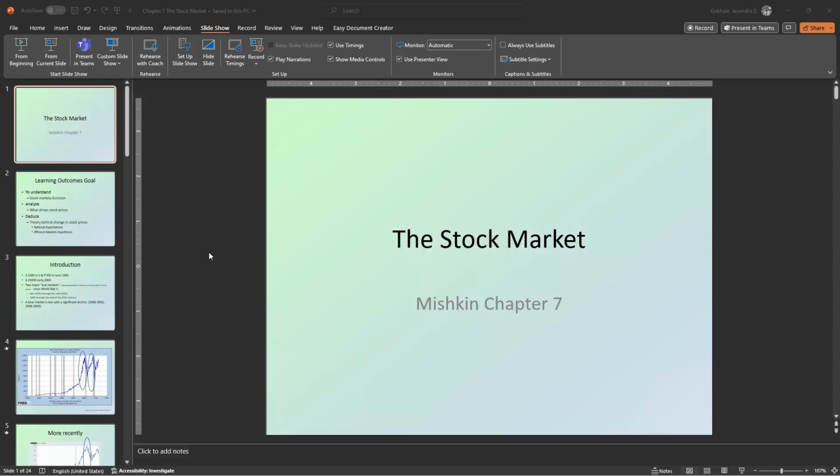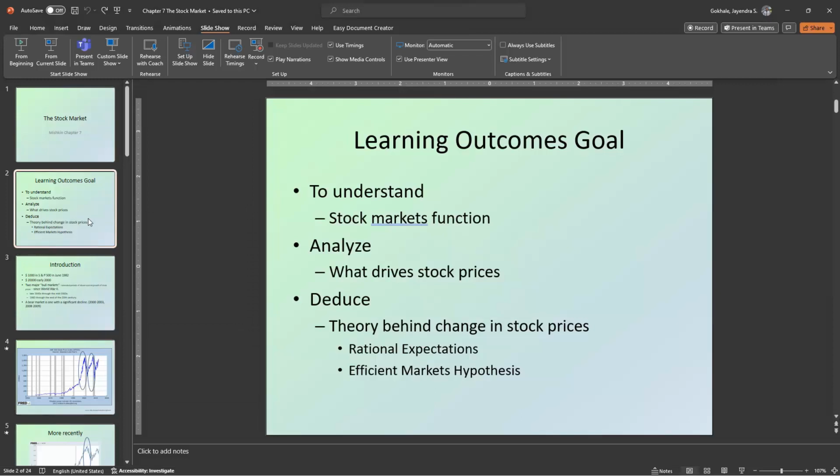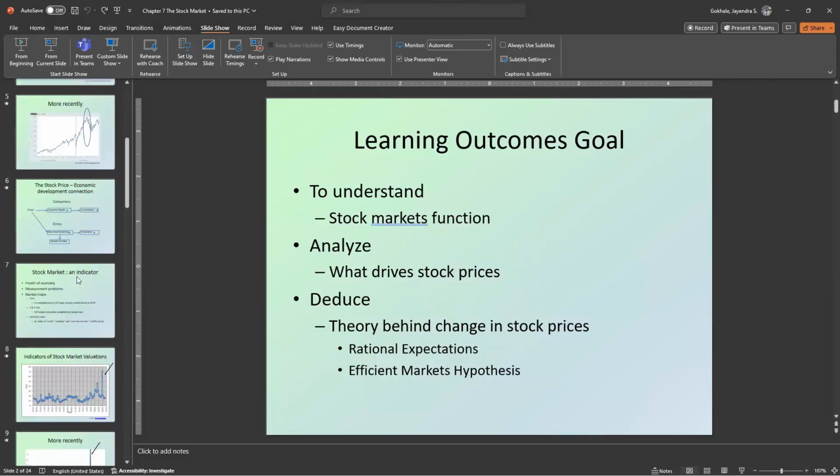Stock market. This is the second part of stock market. Let's revisit what we've talked about so far. So far we've understood the function of stock markets and looked at some of the drivers of stock prices, such as price to earnings ratio, dividend yield, etc. Now in this particular presentation, we'll talk about what else drives the theoretical price of stocks. And so we'll basically go on to deduce the theory of rational expectations and the efficient market hypothesis.